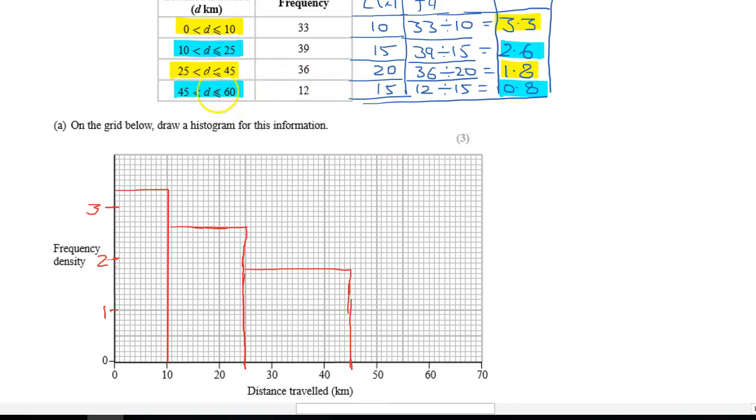And from 45 to 60, this is 0.8. 0.8 is 2 less in 1. So that is 60. So this is our histogram.